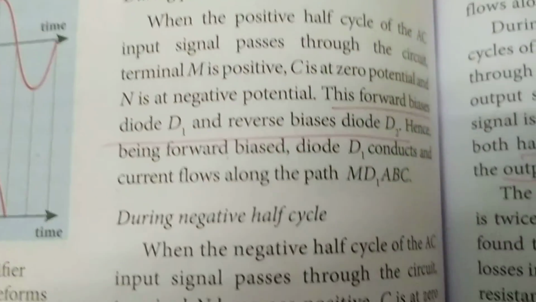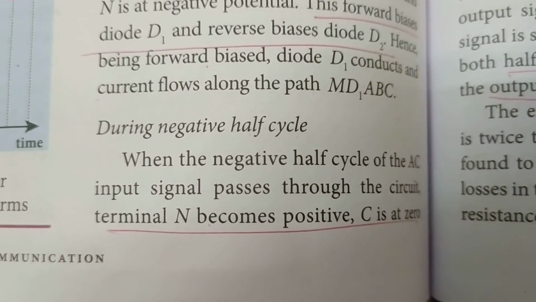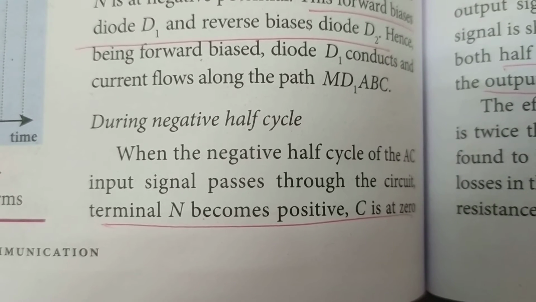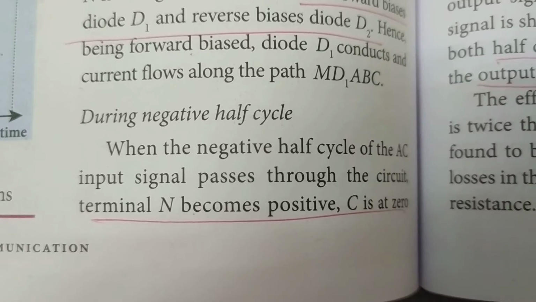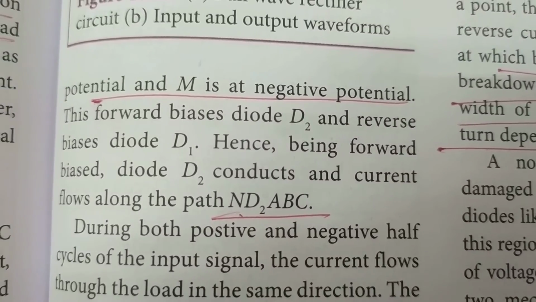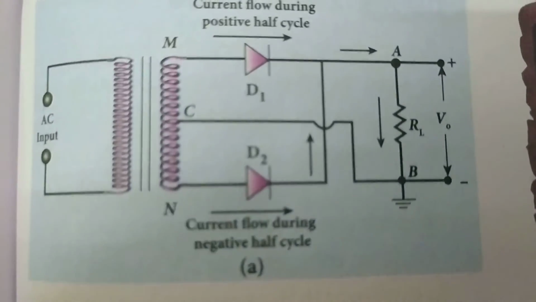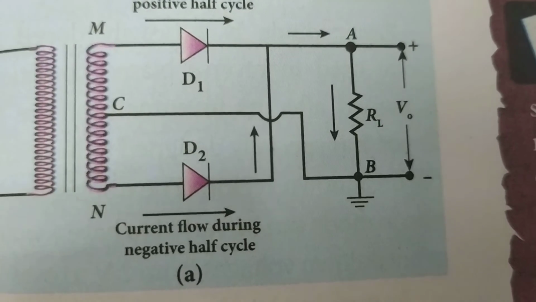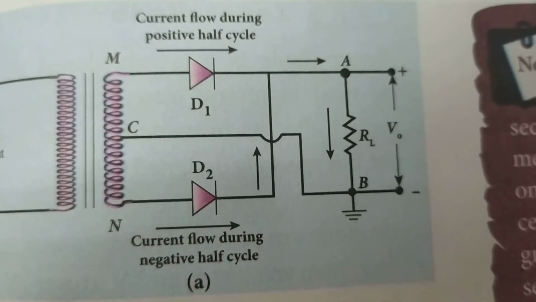And we shall see what happens during the negative half cycle. During the negative half cycle, the diode D1 is reverse biased and D2 is forward biased. And here the current will change its direction. The current is now along N, D2, A, B, C. So when you see this, the current N, D2, B, A, C flows in the opposite direction. So both the half cycles are rectified here.